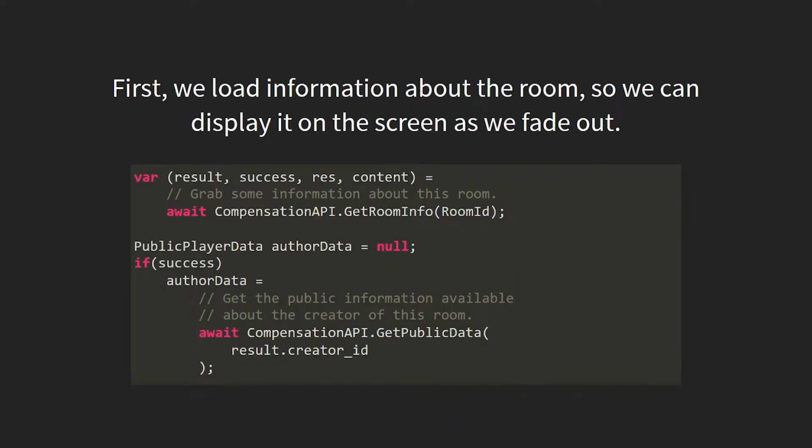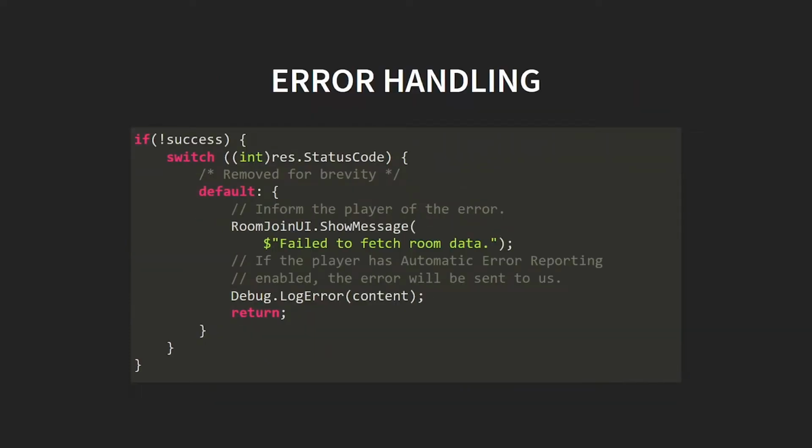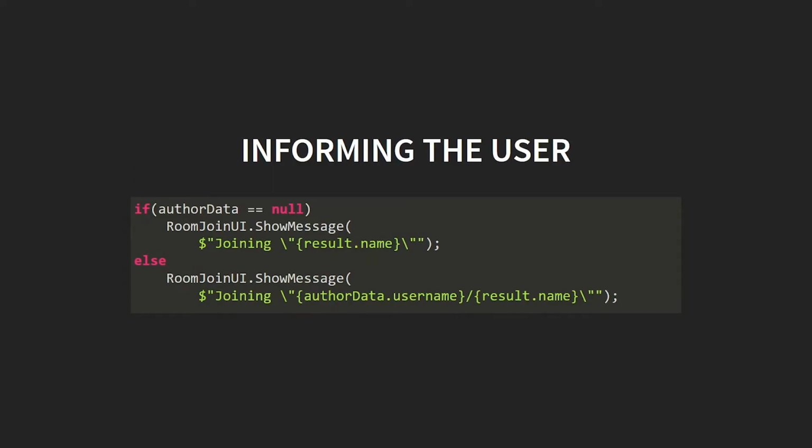First, we load information about the room, so we can display it on the screen as we fade out. From there, we handle all the possible error cases. Next up, we display the room name. If we can't find the author's public data, for example, if their account has been deleted, or we've hit a rate limit, then we just display the room name. Otherwise, we display it in a similar format to how GitHub formats their repository names.